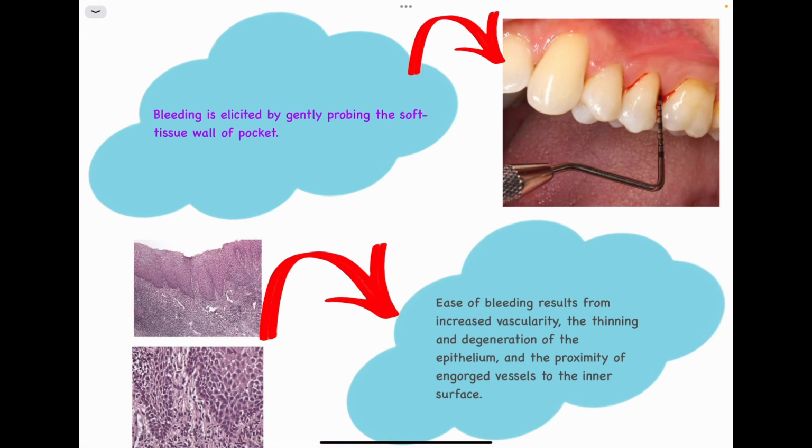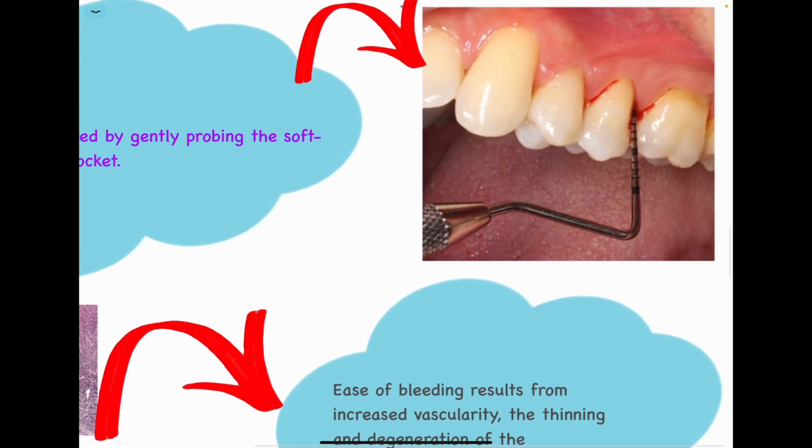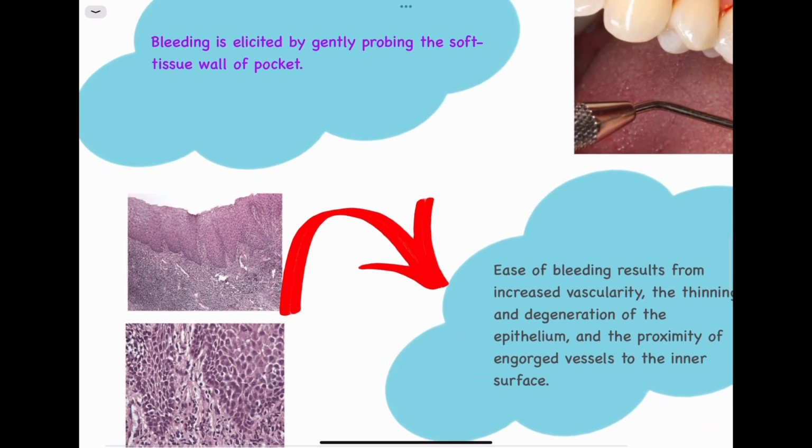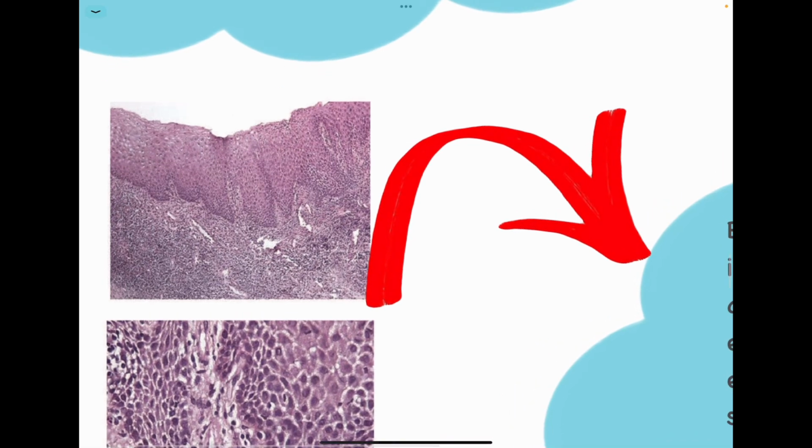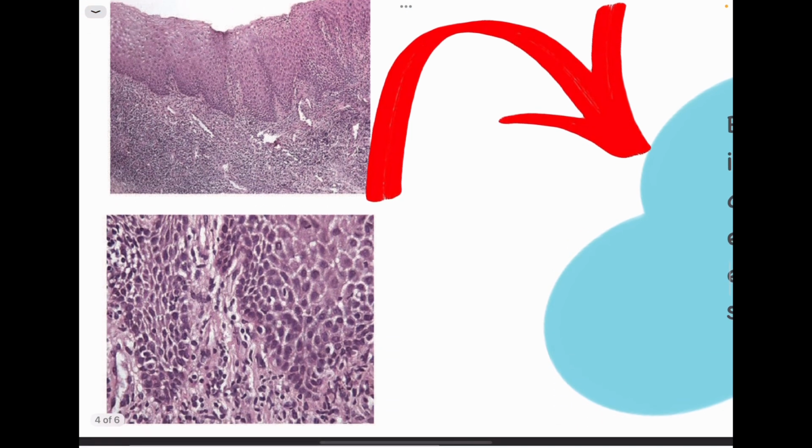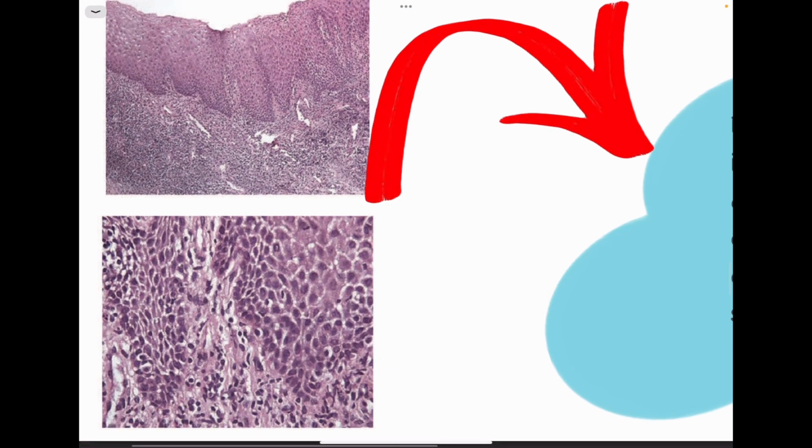So here you can see the clinician is using a probe to check the depth, and almost spontaneously there is bleeding occurring from the wall of the pocket, right? So this is one of the clinical findings, and histologically you can correlate here. You can see there are large amount of leukocytes, right? And there are RBCs which are very close to the surface of the epithelium. There is degradation of the overlying epithelium, and because of that whenever you are probing, almost spontaneously there is oozing of the blood from the wall of the pocket.